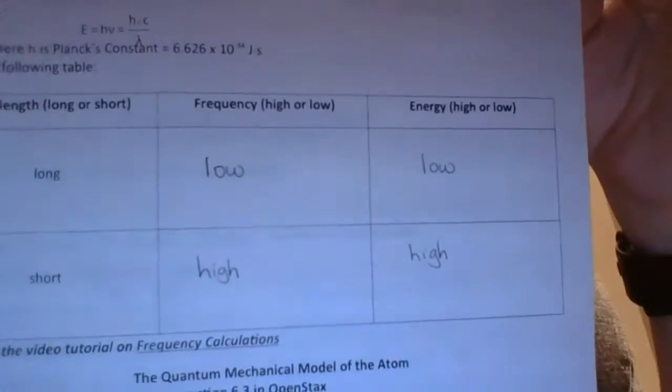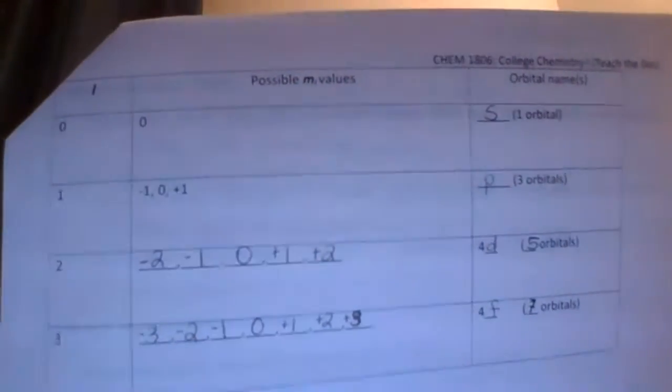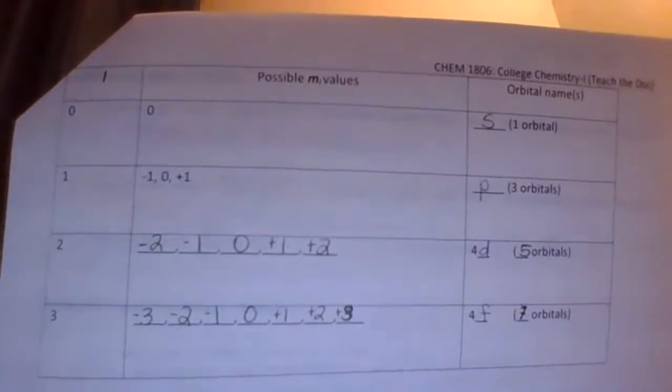There's the table. And then for the next one, the first one is S orbital. The second one is P orbital, D orbital, F orbital. S is just one orbital. I'm just going to show you the thing. Make sure it's visible so you can see my work.